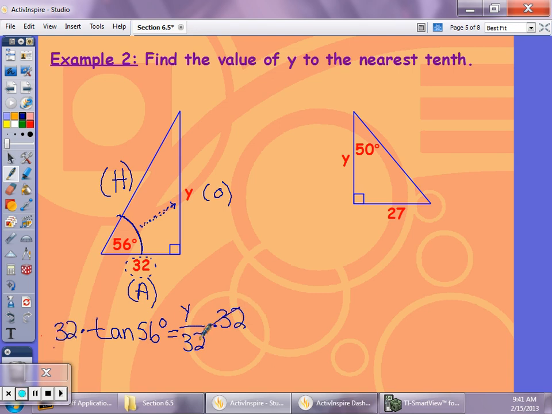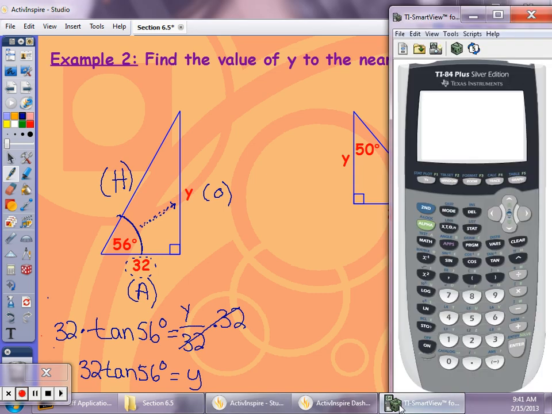Okay. So in our calculator, we're going to be able to take 32 times the tangent of 56, and that's going to give us our value for y. So let's go ahead and bring up our graphing calculator.